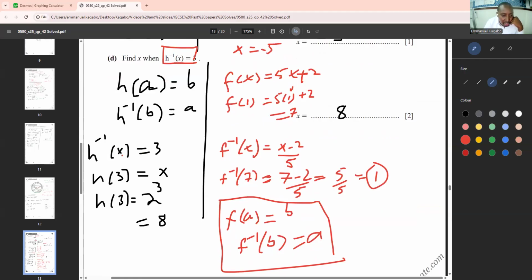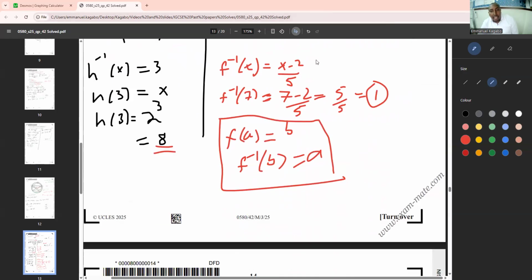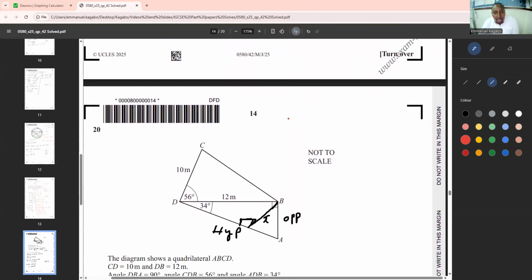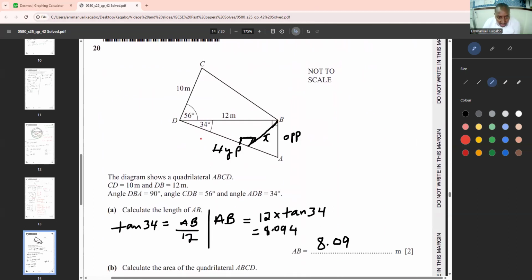Now, if h inverse of x equals that, therefore h of 3 will be equal to x. Now, what is the h of 3? Because I remember my h is 2 pi, that one. So when you substitute there, we'll give you that. If there's something you have not understood, put it in the comments. Very good. Question 20.